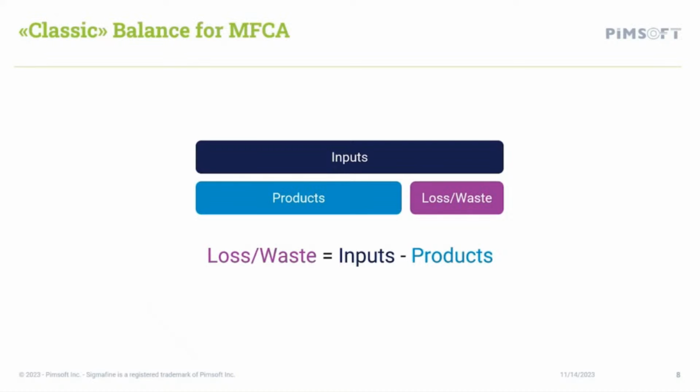So now let's look more in detail at the classic balance for MFCA. If the material balance is looked at more closely, the classic approach given by MFCA is quite straightforward. Around a boundary that can be the full facility or a specific quantity center, you consider the raw materials in input, the generated products, and by difference, the corresponding loss or waste production.